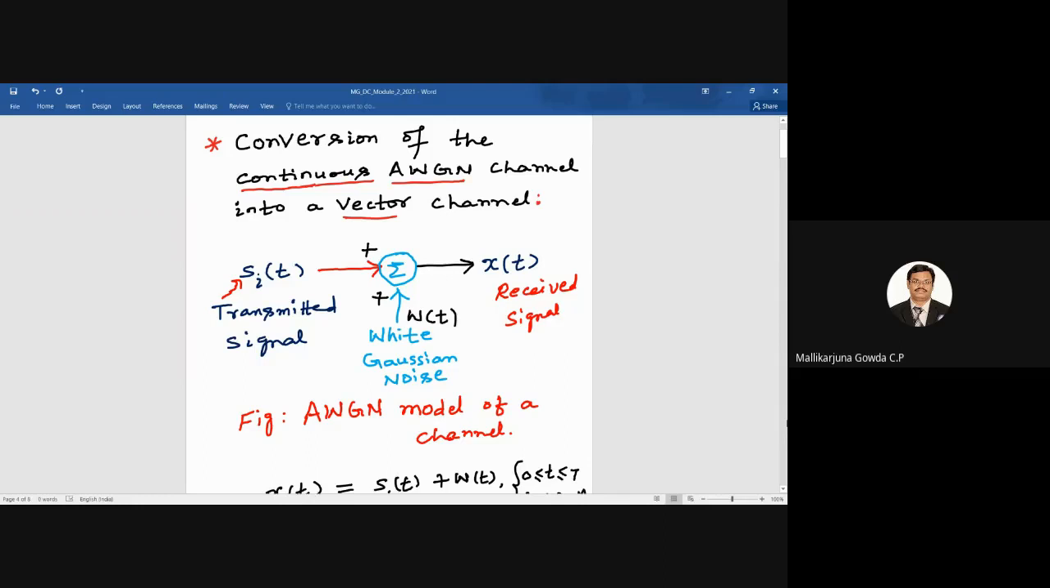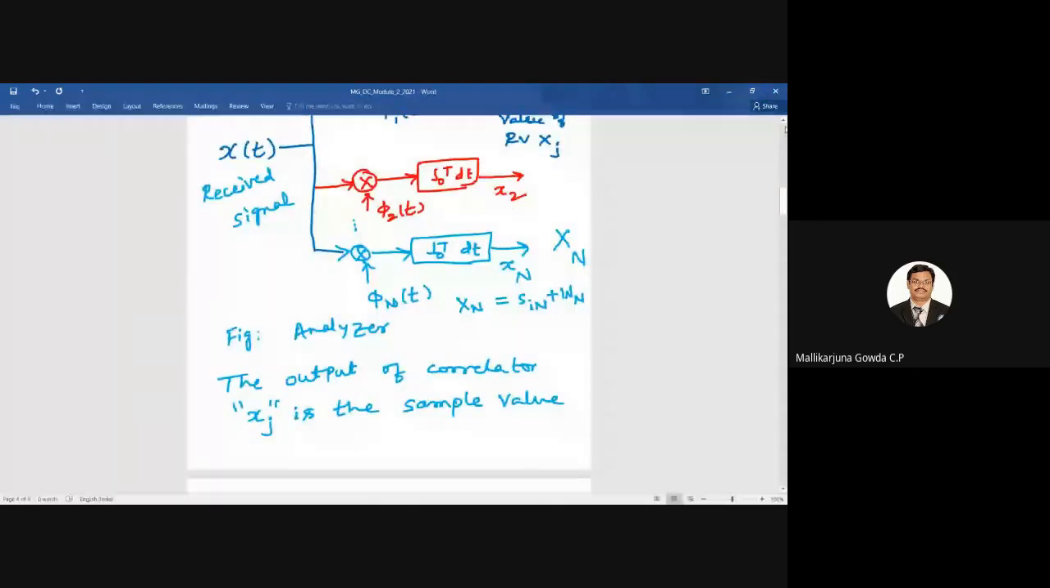We discussed the conversion of the continuous additive white Gaussian noise channel into a vector channel. I wrote the additive white Gaussian noise model of the channel. si of t is the transmitted signal, and w of t is the white Gaussian noise added to the channel. The output of the channel is the received signal, denoted by x of t. x of t is equal to si of t plus w of t. I call that equation 1.